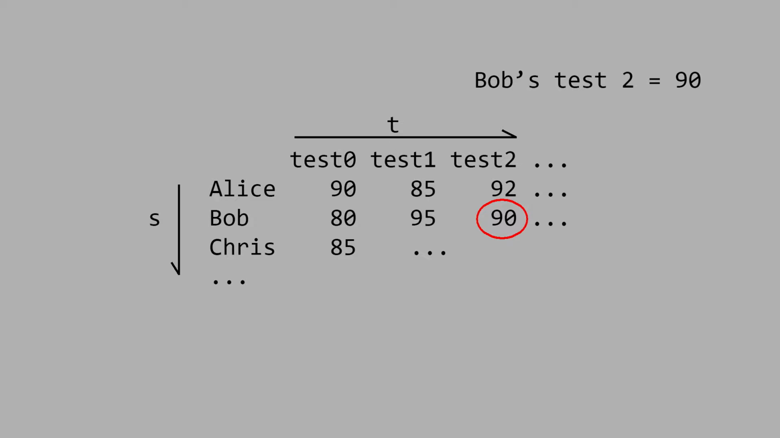Now, we don't want to have to name all of these variables. There's a lot of data points, so we're going to use arrays. Alice's test 0 and Alice's test 1, and so on, can become Alice bracket 0 and Alice bracket 1. Similarly, Bob's test 0 and test 1 become Bob bracket 0, Bob bracket 1. And this continues down the line, so that Bob's test 2 is now Bob bracket 2.